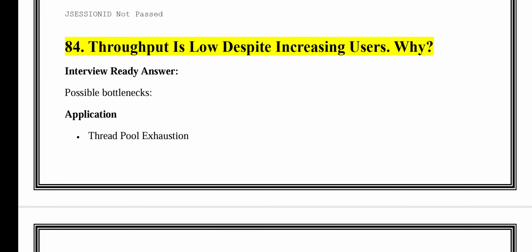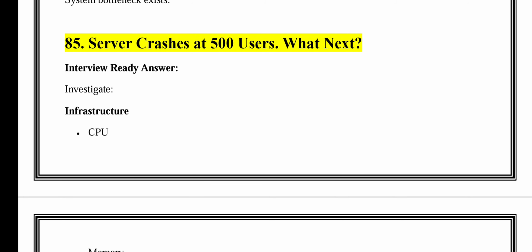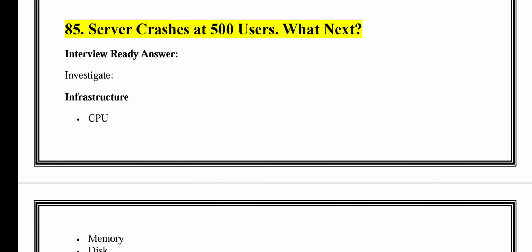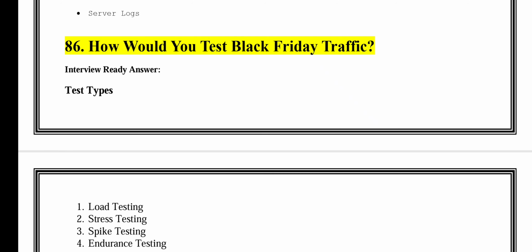Throughput is low despite increasing users. Why? Server crashes at 500 users. What next? How would you test Black Friday traffic?